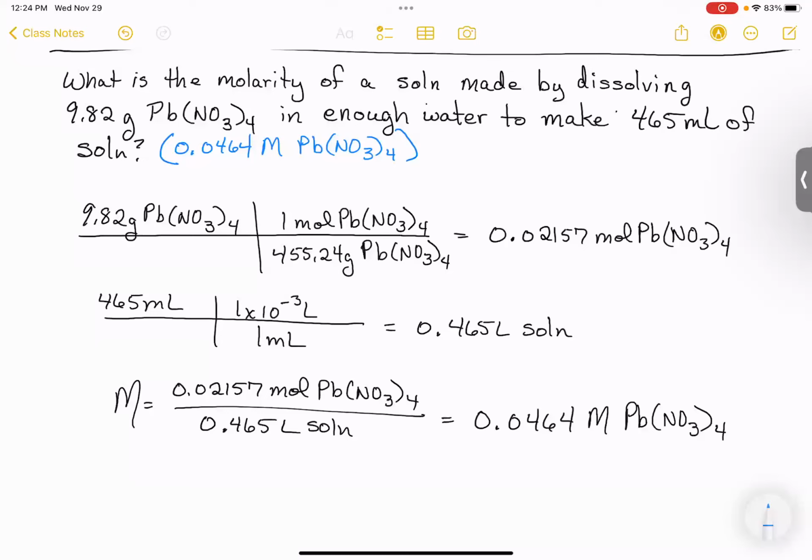And you get out 0.0465 molar lead four nitrate. Any questions?